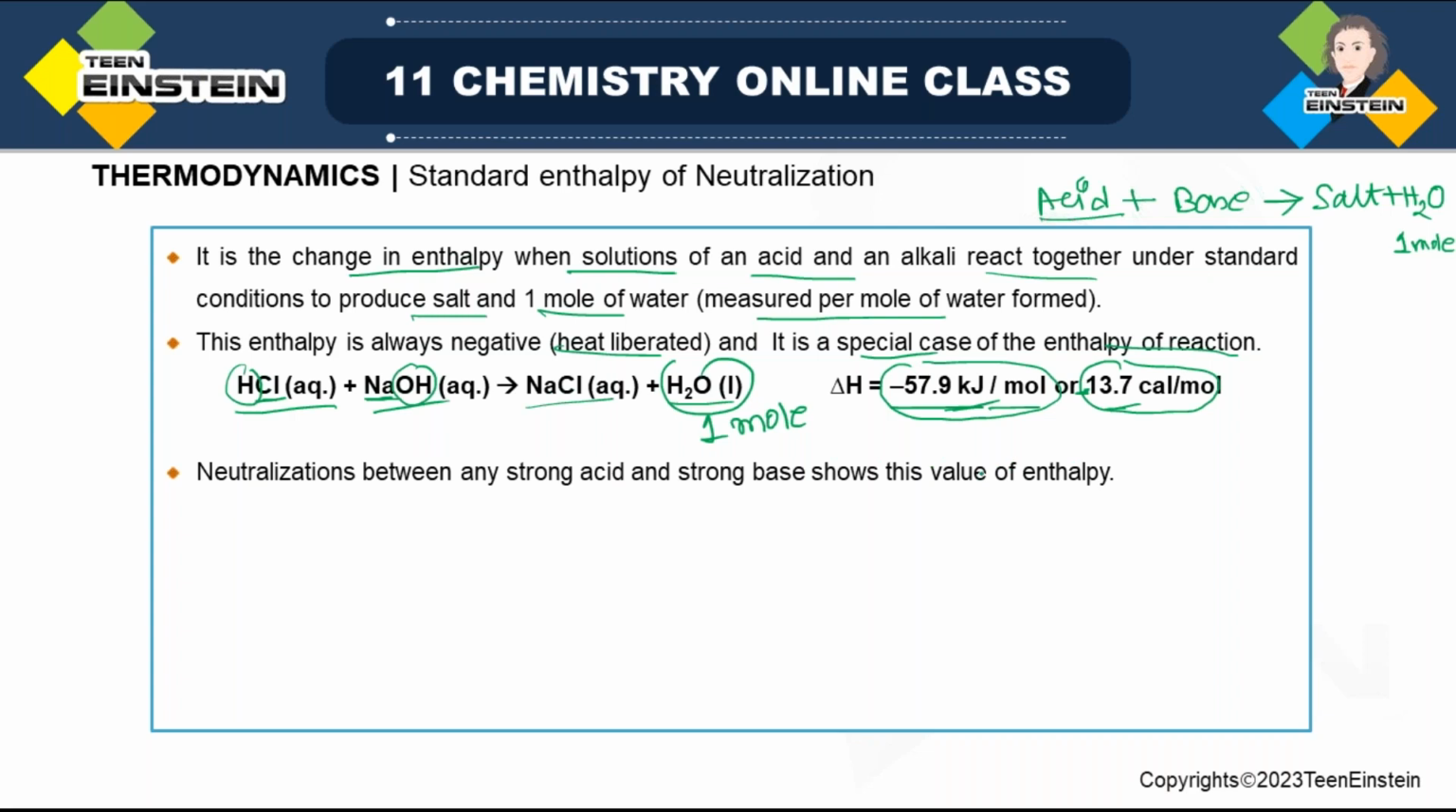So depending on what type of process we are doing, physical or chemical, accordingly the name of the enthalpy change will differ. These two values we will try to remember, because we will need them again and again. Suppose in a problem the value is mentioned, it is fine, but if it is not mentioned, you just have to remember that neutralization between any strong acid and base always shows this value of enthalpy change if 1 mole of water is produced.